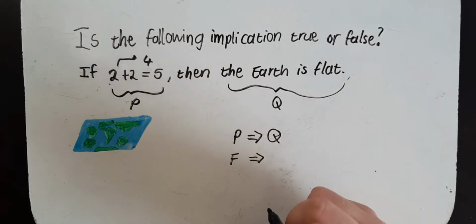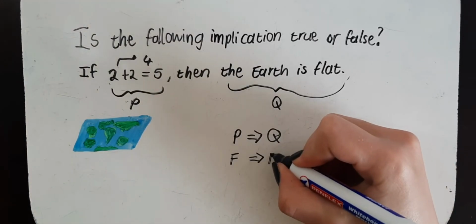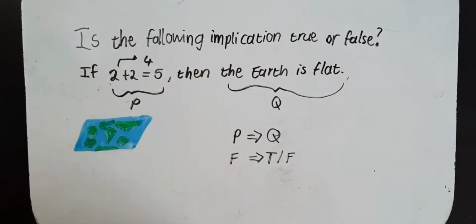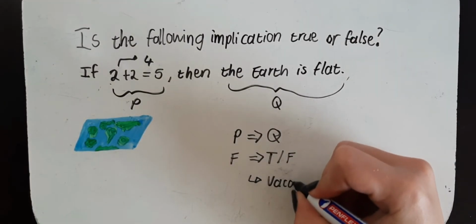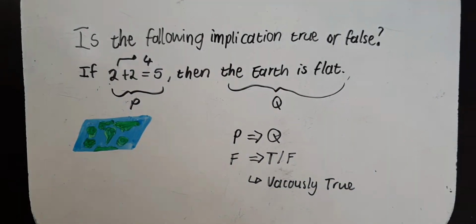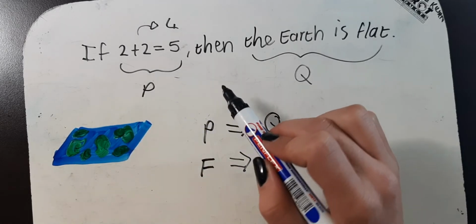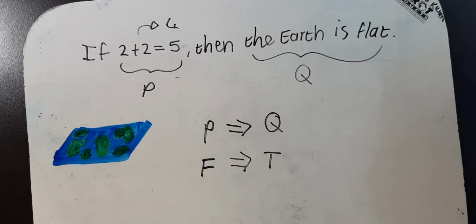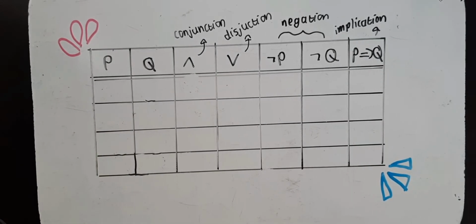This means we don't really have to go any further than this. It doesn't matter if Q is true or false because we cannot test it, since we started off with a false. This means that the implication is automatically vacuously true. So if 2 plus 2 is equal to 5, then the earth is flat, because anything goes in this weird and wacky world.